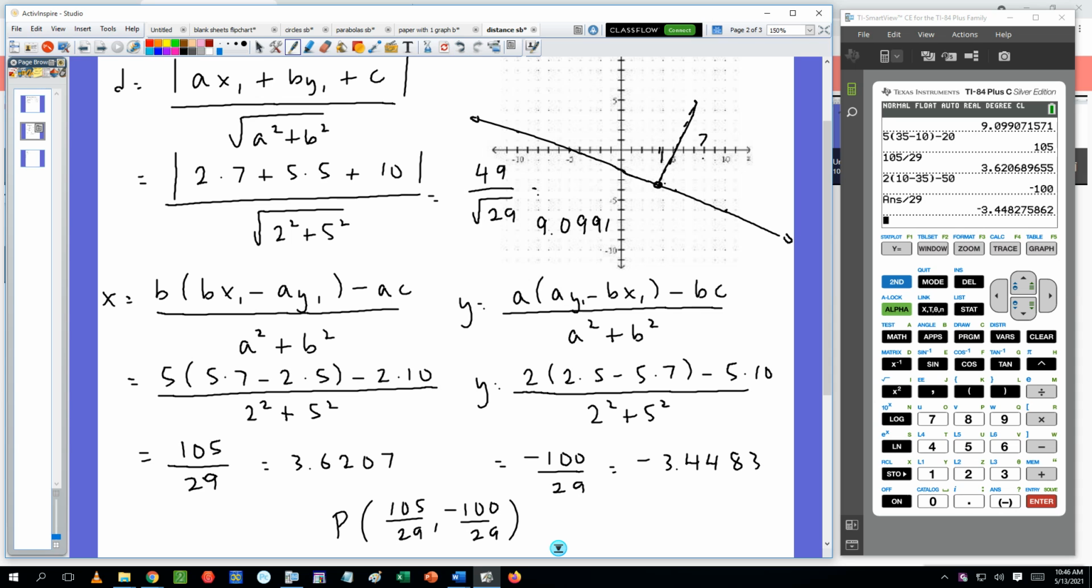3.4. That's pretty good. All right, so that's how you find the distance between a point and a line, this part, and this down here is how you find the location on that line that is the closest to the point. It's all about the formulas.